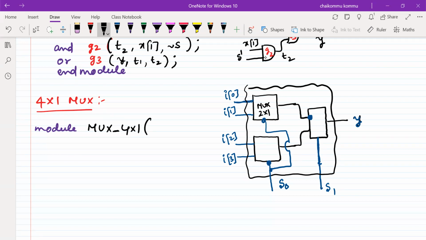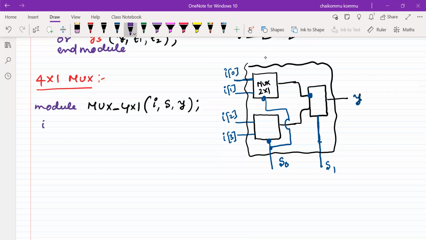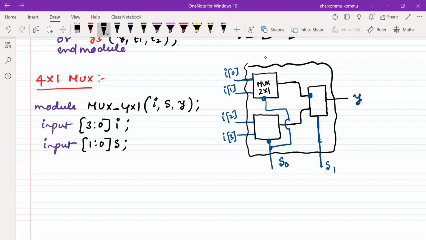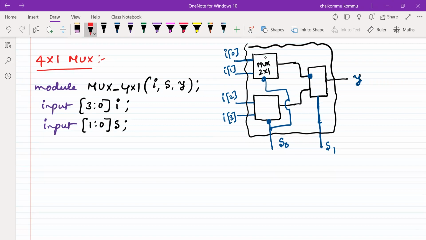Here I'm using vector notation I, S, Y. In this, inputs are 3 down to 0 of I. Another input is 1 down to 0 of S. I think it is also better you should write this is S of 0, this is S of 1. Don't forget. Next, another one is the output Y.